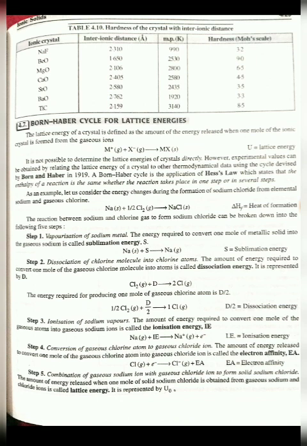Na plus half Cl2 gives out NaCl. Delta HF is equal to heat of formation. The reaction between sodium and chlorine gas to form sodium chloride can be broken down into the following 5 steps.